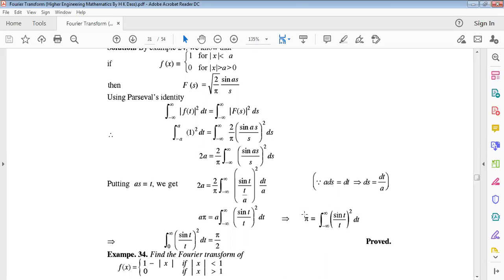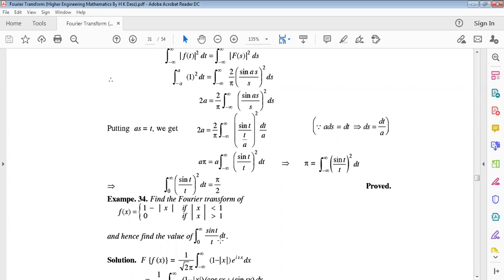This integration can be written as π by 2, just dividing by 2 on both sides, the integral from 0 to infinity, because minus infinity to plus infinity can be written as 2 into 0 to infinity. This is why 2 is present here. Understand everybody? Minus infinity to plus infinity can be written as 2 into 0 to infinity, and dividing by 2 on both sides gives π by 2.